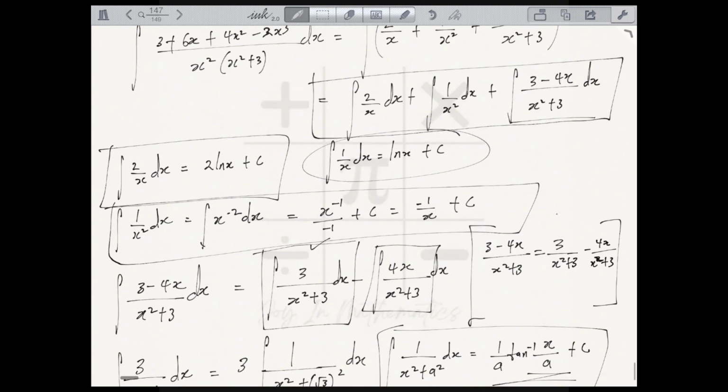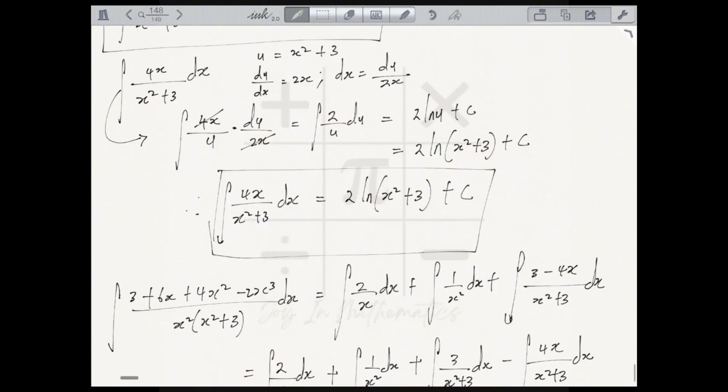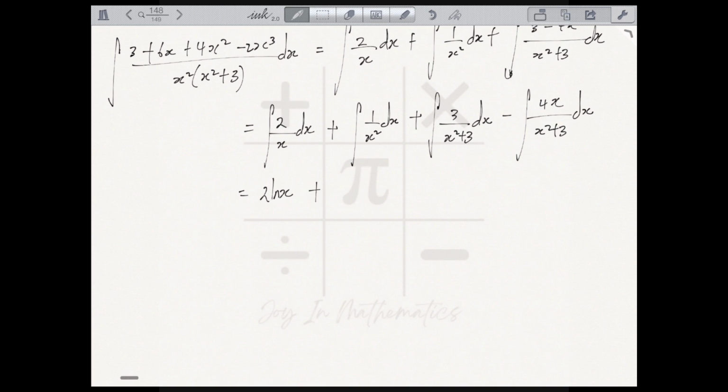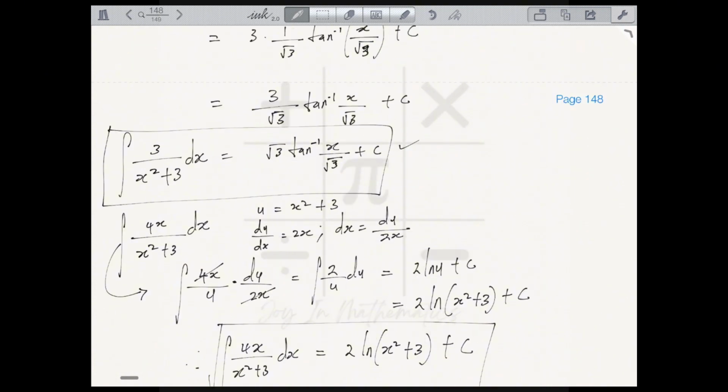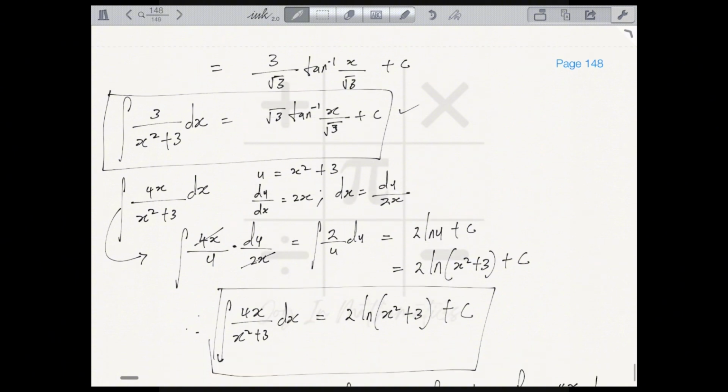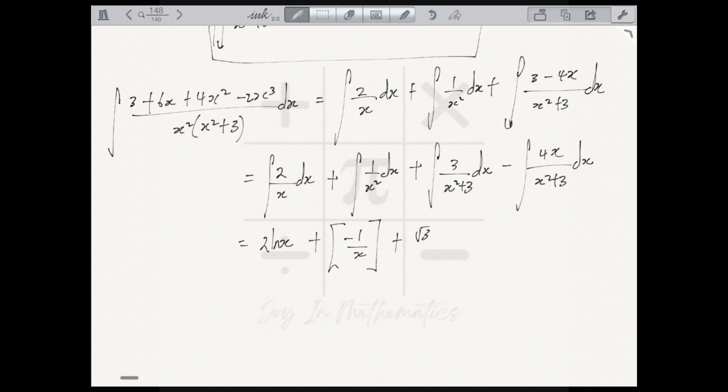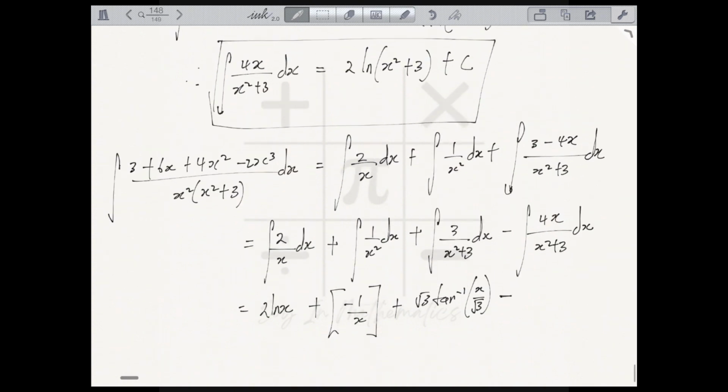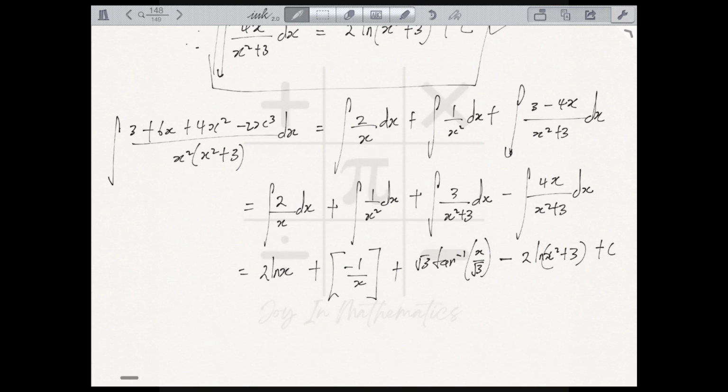Now let's pick each term as we have solved earlier. The integral of 2 over x and the integral of 1 over x squared will give us 2 ln x plus minus 1 over x, and the integral of 3 divided by x squared plus 3 will give us root 3 arctan of x over root 3, minus the integral of 4x over x squared plus 3 with respect to x, which will give us 2 ln (x squared plus 3), and everything will have a single constant of integration, plus c.